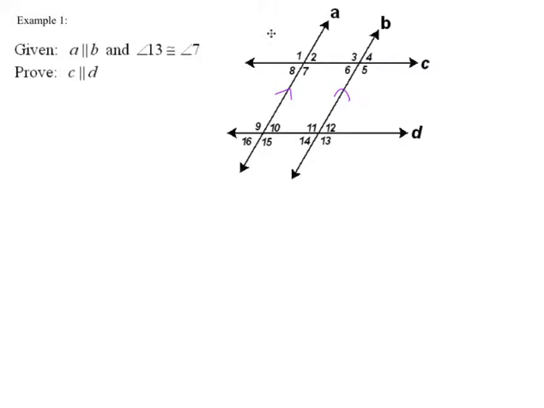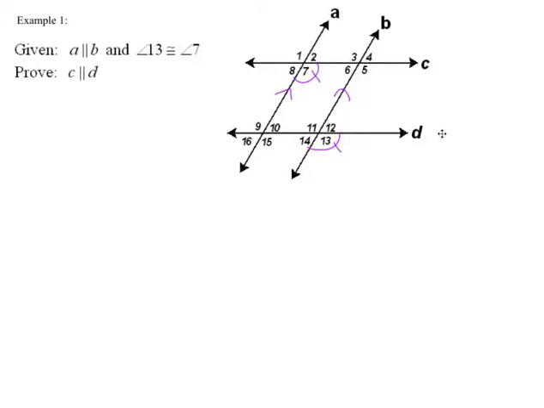I am also told that angle 13 is congruent to angle 7. Here is angle 13, and here is angle 7. You'll notice that angle 13 and angle 7 have no special relationship. They do not lie on the same transversal, so they are not alternate interior angles, alternate exterior angles, corresponding or same side interior angles. They are nothing.